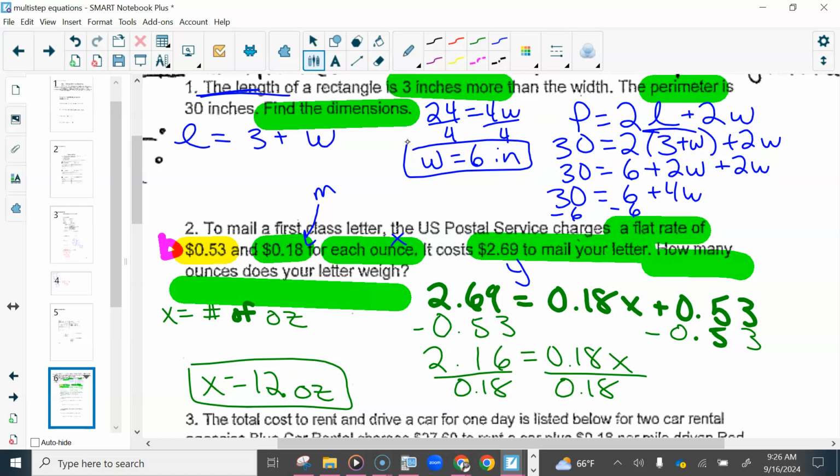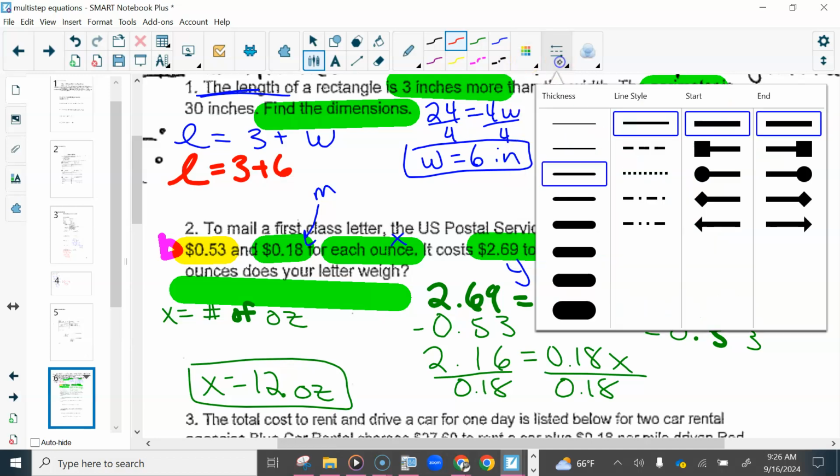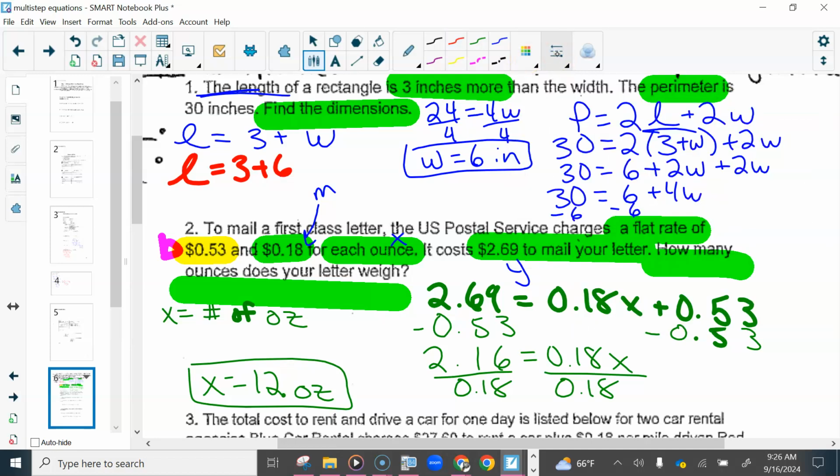The equation. So because we have that equation, I'm going to put 6 in for W. So that the length would be what? 9 what? So we found our dimensions, 6 inches for the width, 9 inches for the length. If I were to draw out a rectangle and add 6 plus 6 plus 9 plus 9, we should get 30. 6 plus 6 is 12, 9 plus 9 is 18, 18 and 12 does equal 30. That works.